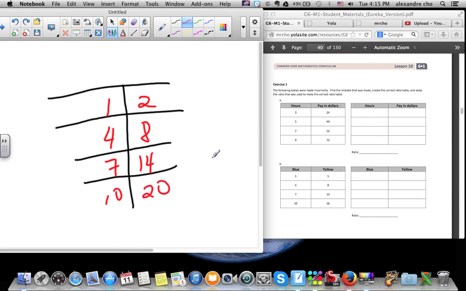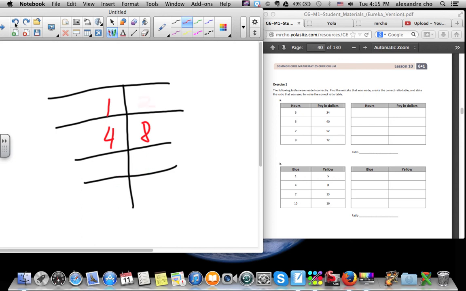Very, very easy. And you know that the ratio works because 2 to 8 is 4, 1 to 4 is 4, 2 to 14 is times 7, and 1 to 7 is times 7, and 2 to 20 is times 10, and 1 to 10 is times 10. So that would have worked nicely. But is that the one? That seems just too easy to give to you guys to do.